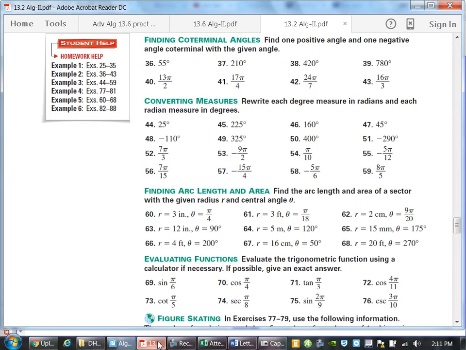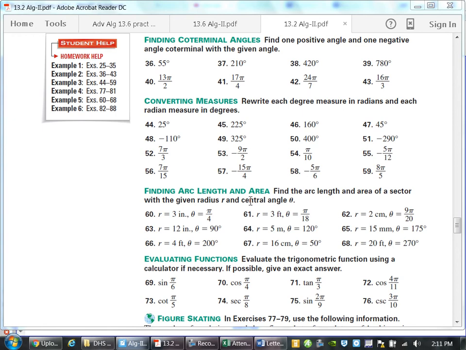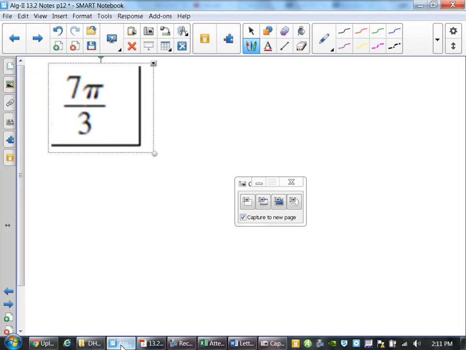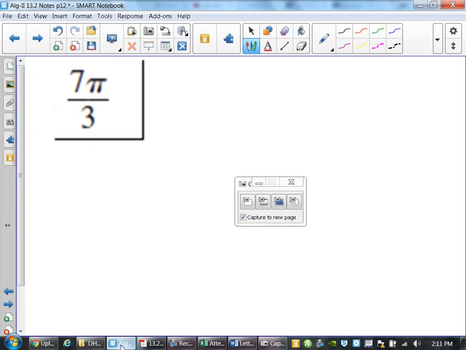What's the next group? And then conversion. If I want to convert 7 pi over 3 into degrees, all you have to do is multiply it by 180 and then divide it by pi. So what happens then is that the pi's drop. 3 goes into 180 60 times, and you wind up with 420 degrees.